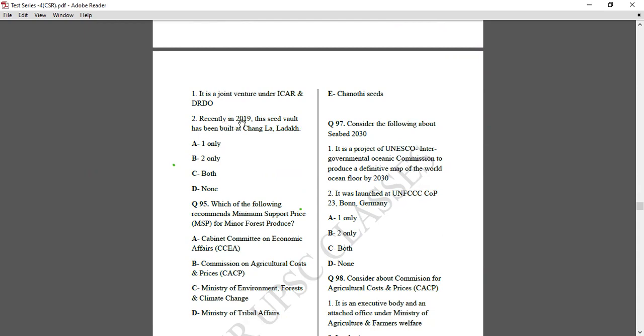And recently in 2019, this seed vault has been built in Changla, Ladakh. Obviously, it is in Changla, Ladakh, but it is not in 2019. It is 2010. Statement 2 is wrong, statement 1 is correct. Okay. So UPSC mostly plays with dates also. So you have to be very careful.